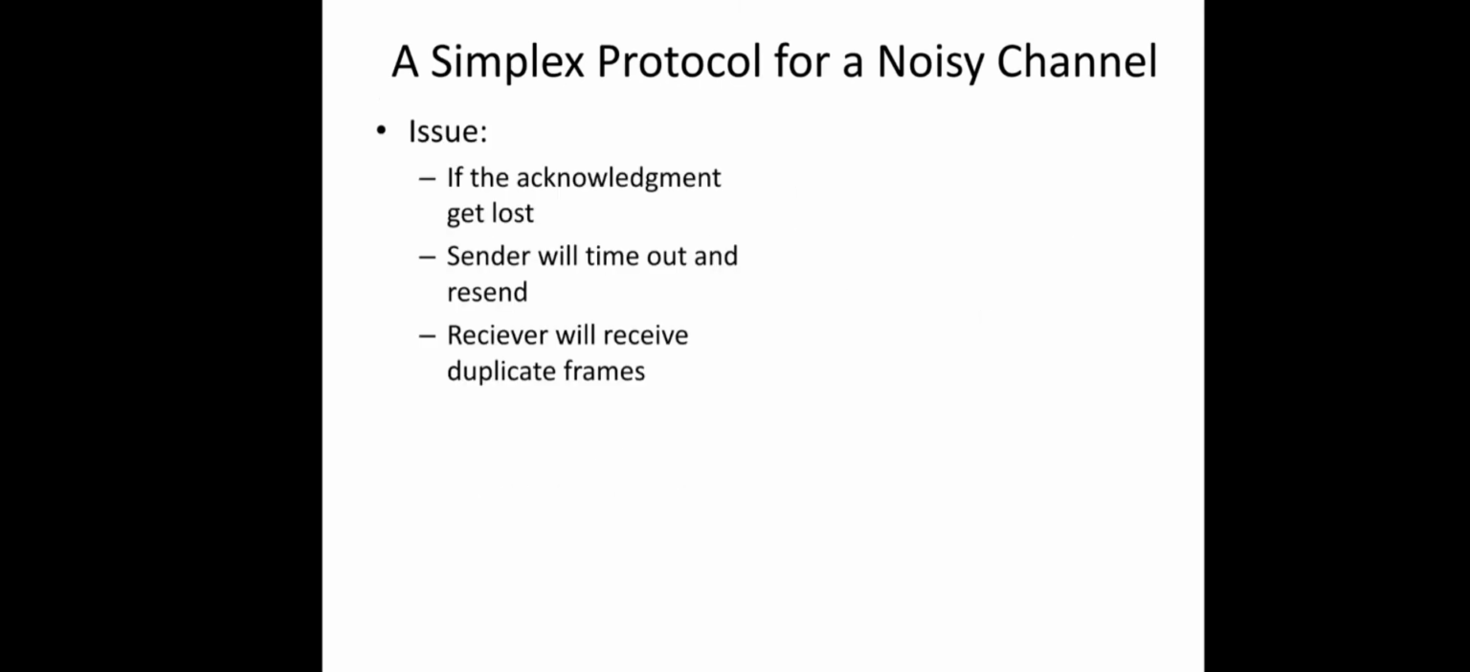And one fatal flaw is there. You can see that if the acknowledgement is lost, the data is correctly received at the receiver, but the corresponding acknowledgement is lost. What happens? The sender will time out again, right? Assuming that the data was not received at the receiver, the sender will again send the data. What happens? The receiver will receive duplicate frames.